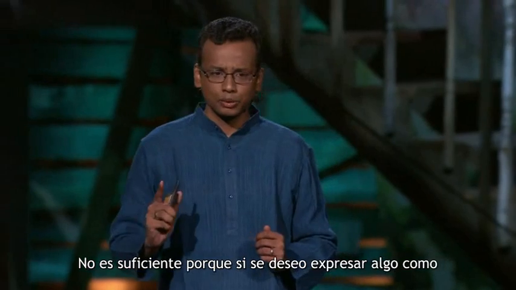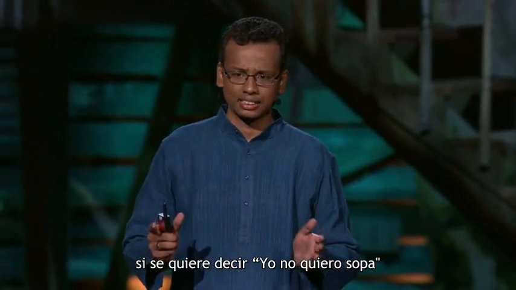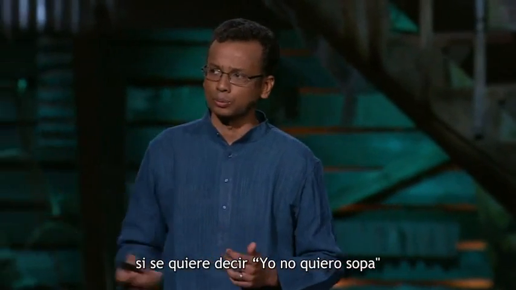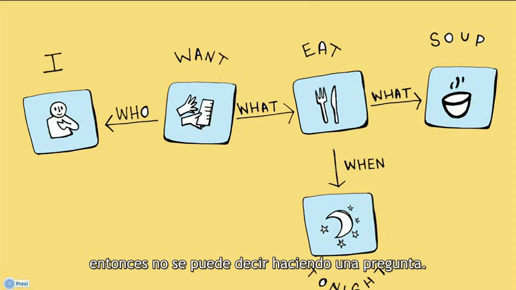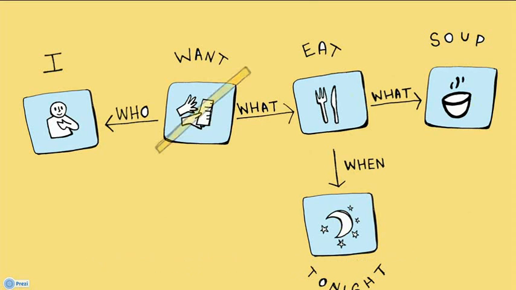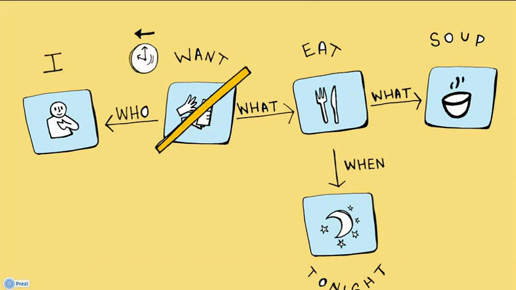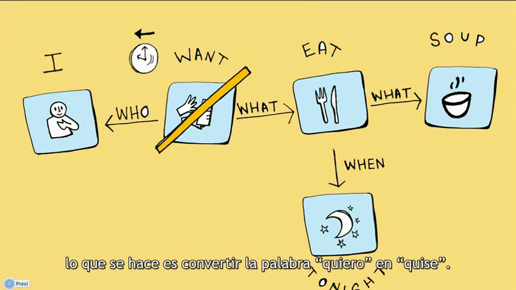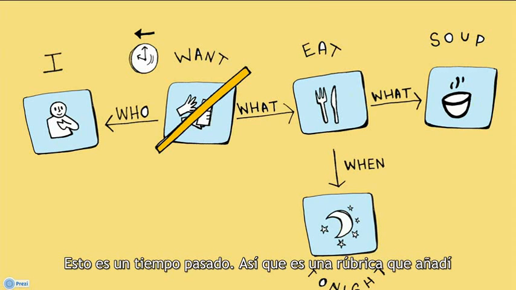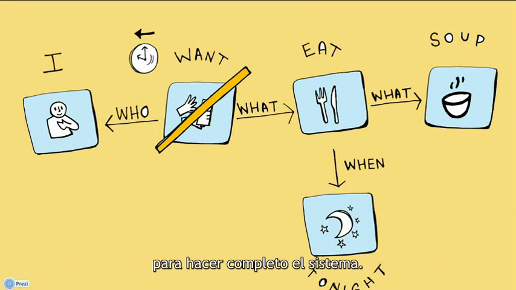This is not enough because if you wanted to convey something like negation, right? You want to say, I don't want soup. Then you can't do that by asking a question. You do that by changing the word want. Again, if you wanted to say, I wanted soup yesterday, you do that by converting the word want into wanted. It's a past tense. So this is a flourish which I added to make the system complete.